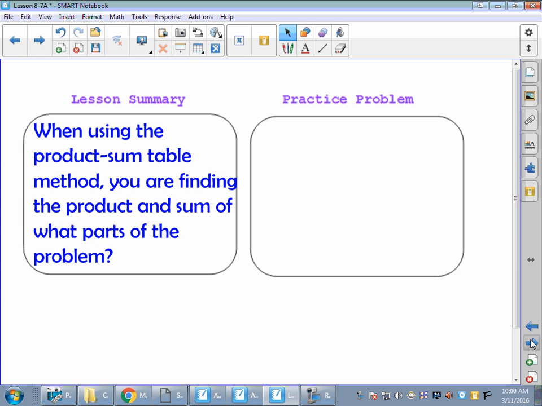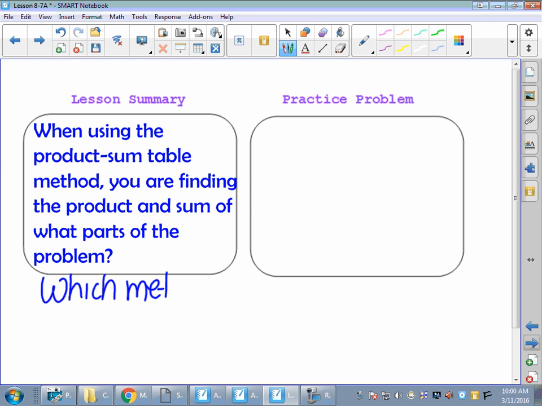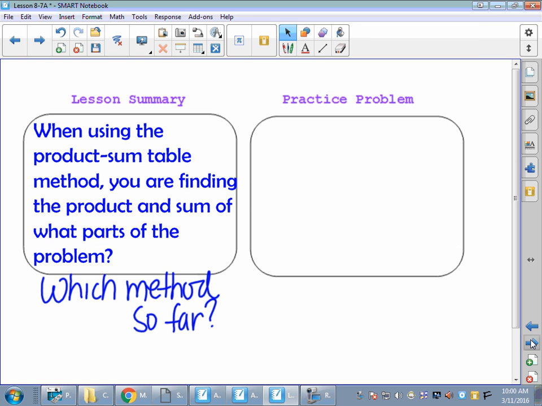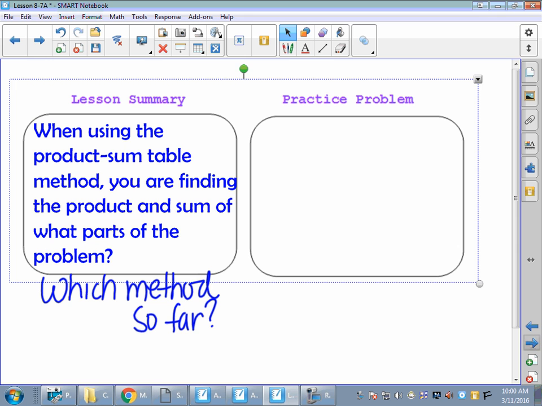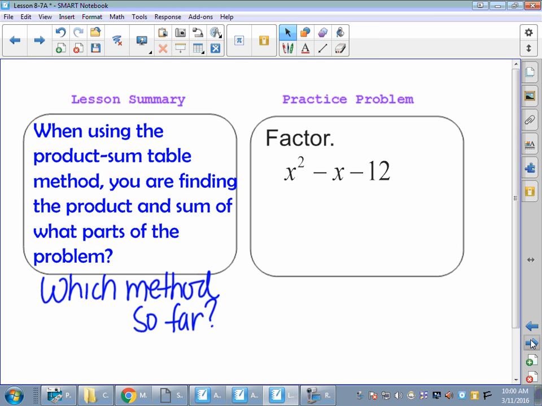When using the product sum table method, you're finding the product and sum of what parts of the problem? And I'd also like to ask which method you prefer so far. I really do want to know that. Remember, I'm looking for these things. I want to know where you're at. And here's your practice problem. Factor x squared minus x minus 12.